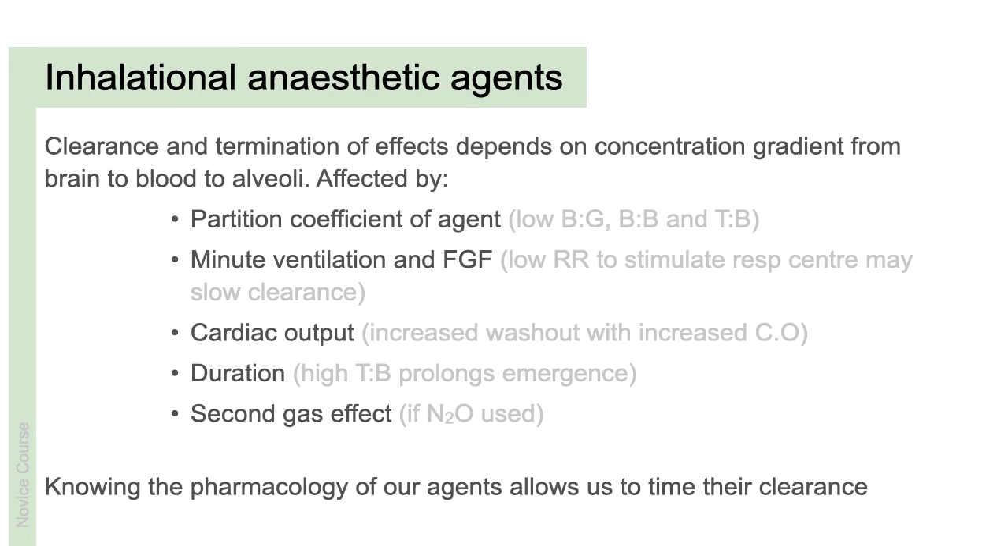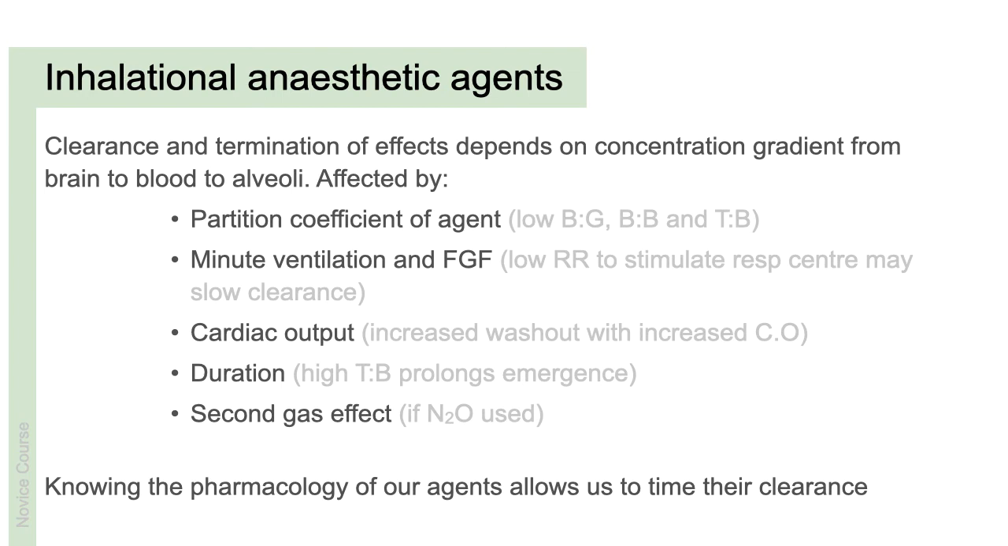So the next thing to think about is what we're going to do with any inhalational anaesthetic agents we might have used. The clearance and termination of effects depends on the concentration gradient from the brain, which is the target organ, to the blood, and then to the alveoli. The alveoli is the interface by which we absorb and we excrete our inhalational agents. But the concentration gradients between those phases from the brain to the blood to the alveoli will reflect as the speed at which the agents come out.